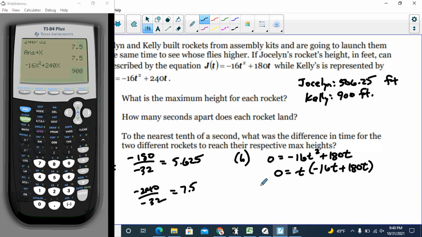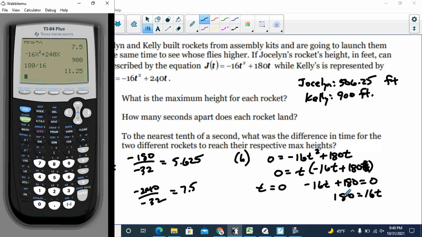Set each factor equal to 0. So it's on the ground at time 0, which we already knew since it started on the ground. Or when negative 16t plus 180 is 0. That should just be 180, not 180t. Sorry, I factored that t out. So we have 180 divided by 16. It gives me 11.25 seconds for Jocelyn's rocket to reach the ground.